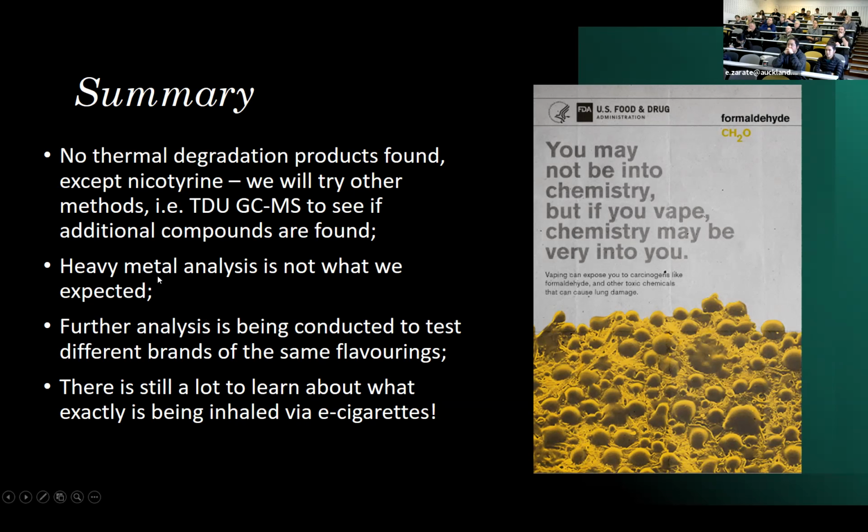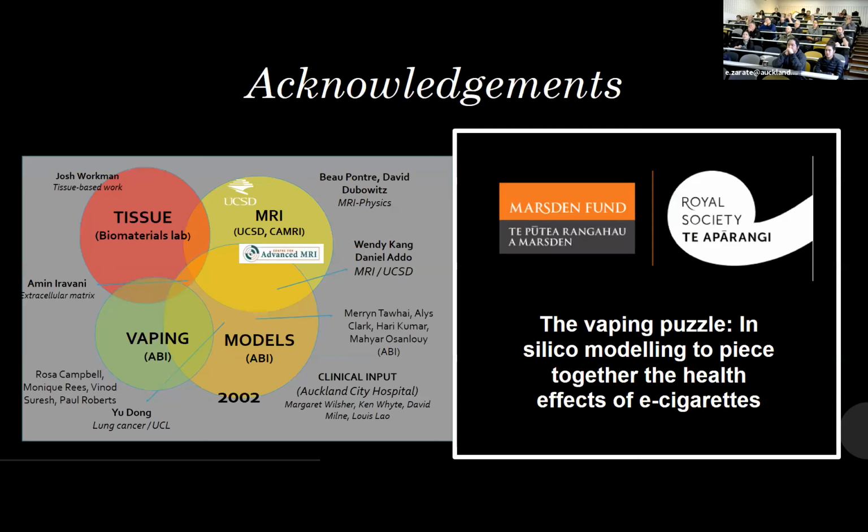It's likely that the products we're looking for are very volatile and we're possibly losing them. So we will be looking at using some different techniques to identify those. Again, the heavy metal analysis is not what we expected, so we'll be repeating those measurements. We're going to be looking at some different brands, but really there's just so much unknown about e-cigarettes, so there's a long way for us to go.